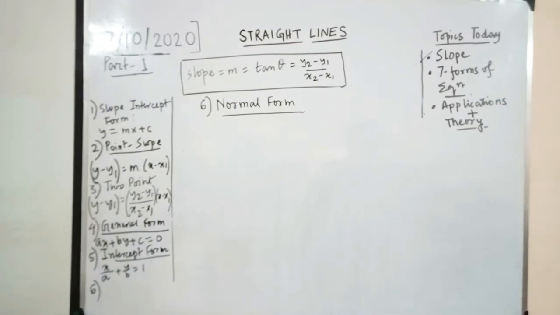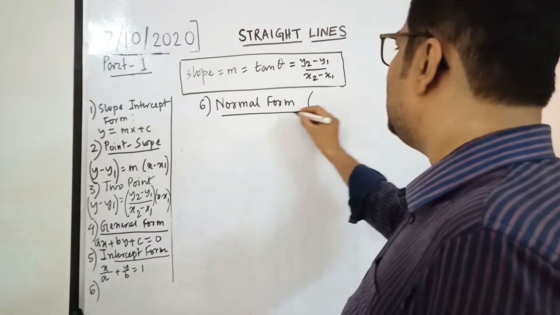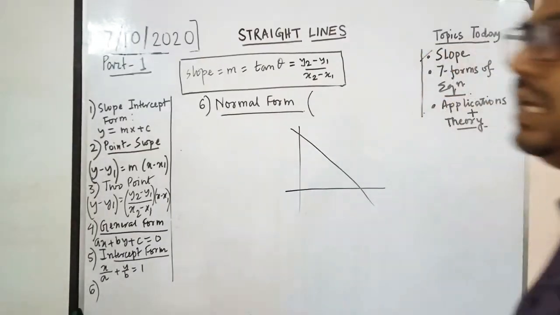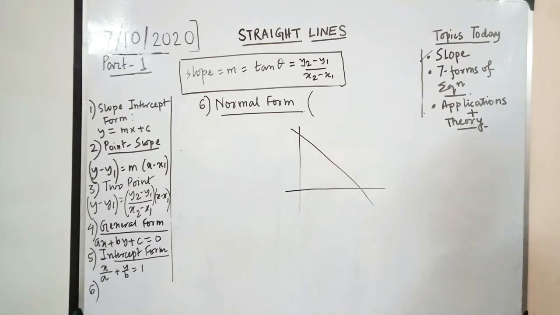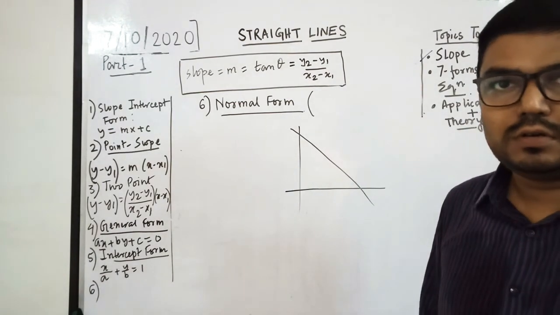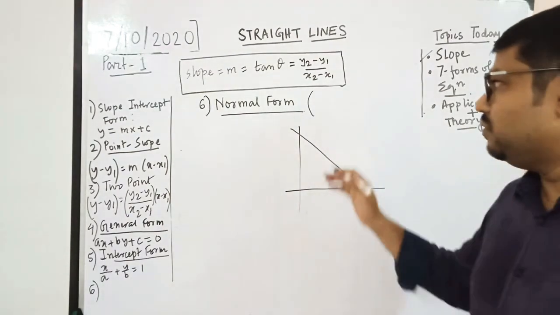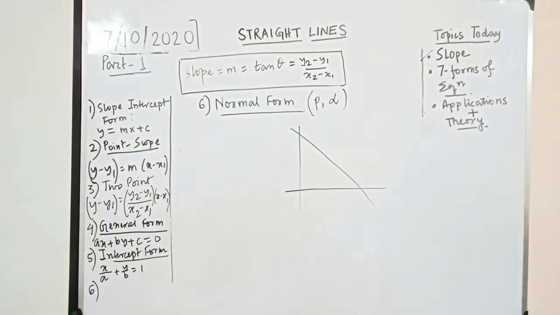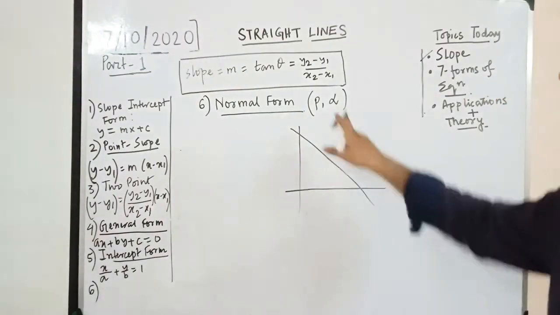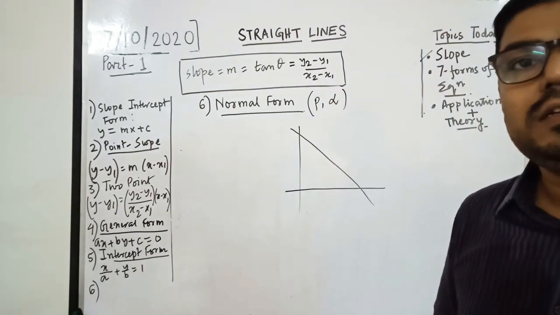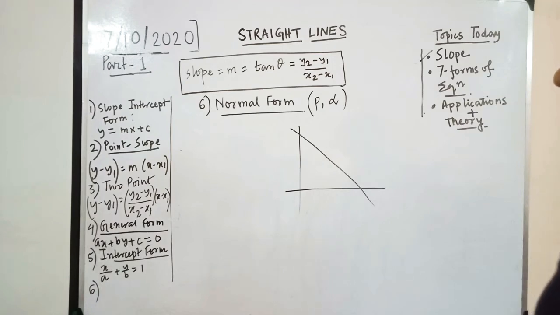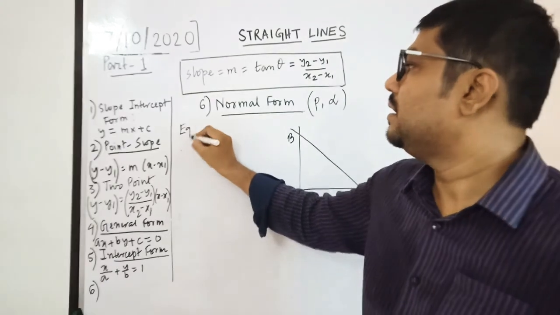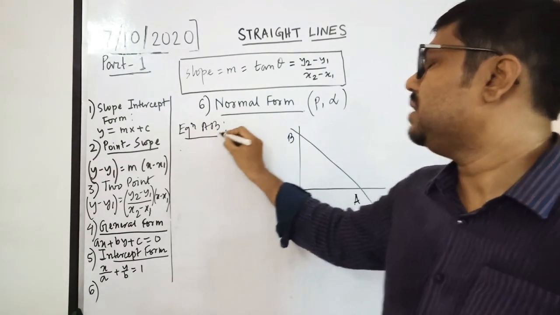Okay, we come to number 6, which is the normal form. In normal form also we get two things, but very strangely we don't get anything related to the line whose equation we are going to find out. Listen to me very carefully. We have two known values, p and alpha. Alpha is an angle, p is a value constant. But these two are not related to the straight line whose equation we are going to find out. That means here we are going to find out the equation of AB. But we really do not know anything about equation AB.